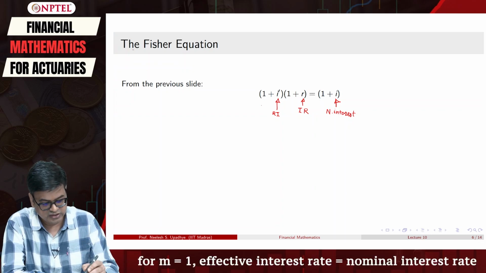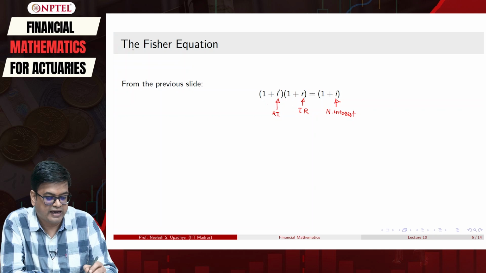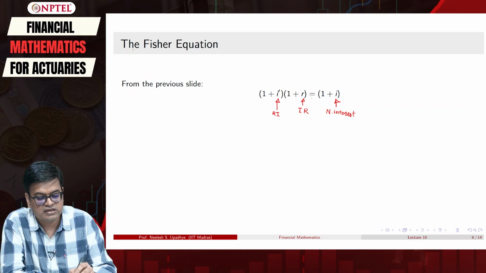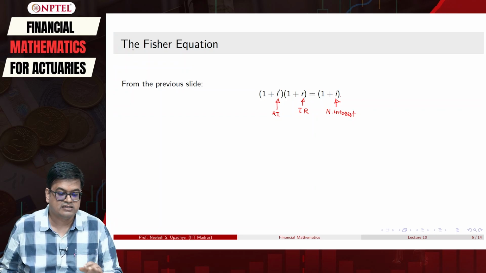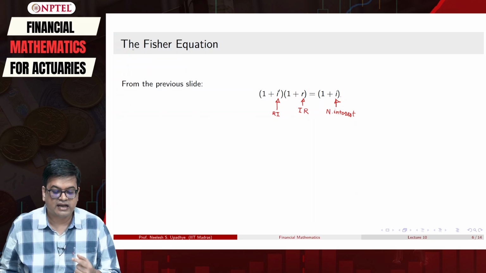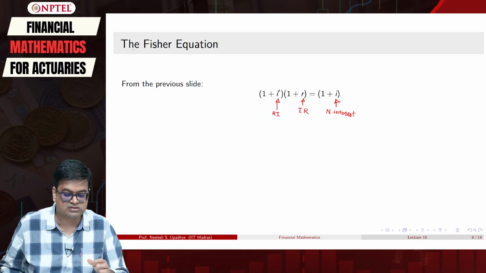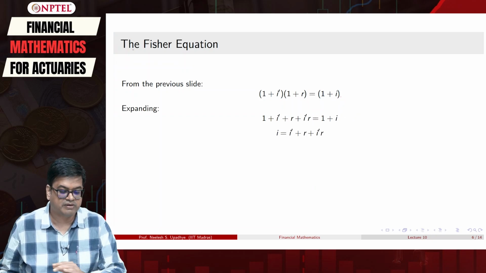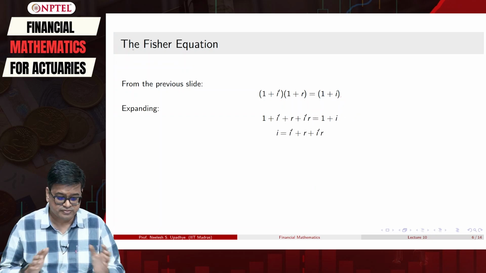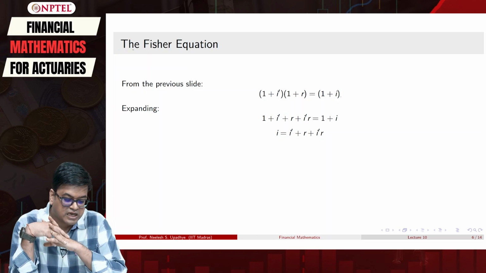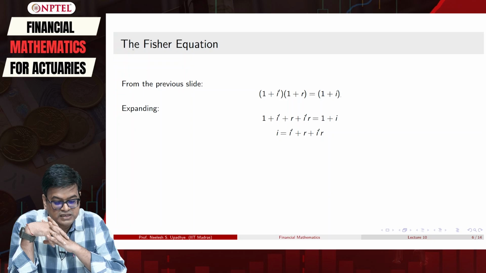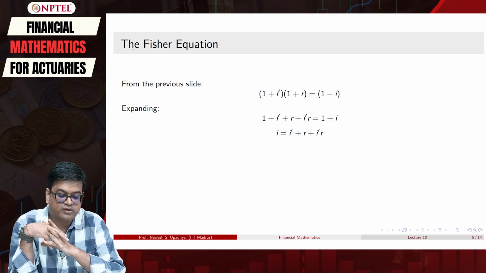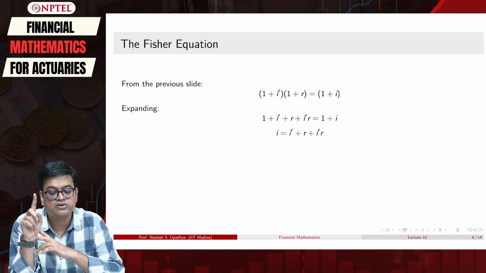Okay. So, with these notations being very clear, I can write the Fisher equation as (1 + I') (1 + R) = 1 + I. Once this is clear, I can see whether there is an easy formulation of this. I will do the algebra and open the brackets, and you can easily see I come up with this relation: nominal interest rate is equal to real interest rate plus inflation rate plus the product of inflation rate and real interest rate.